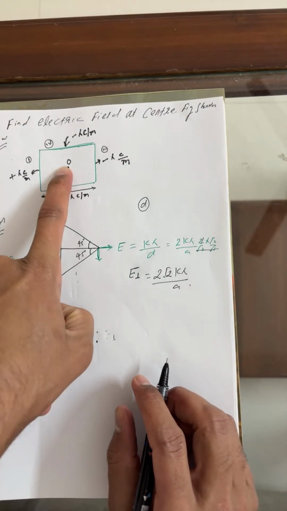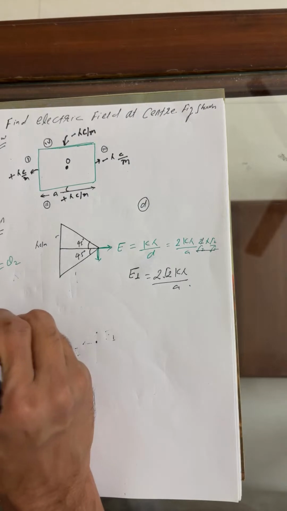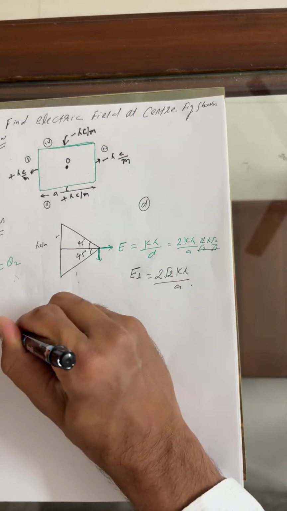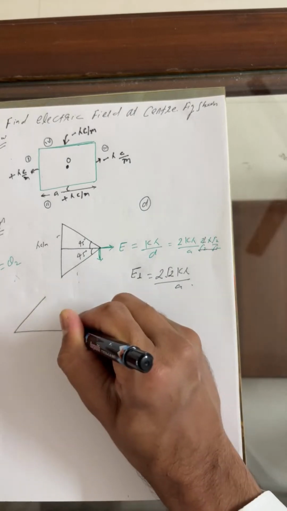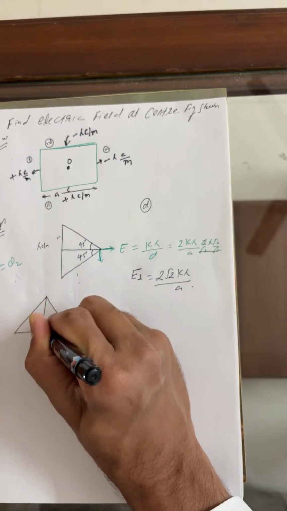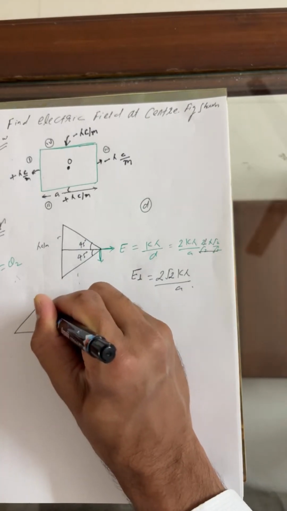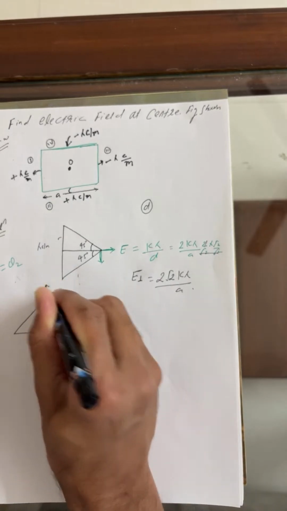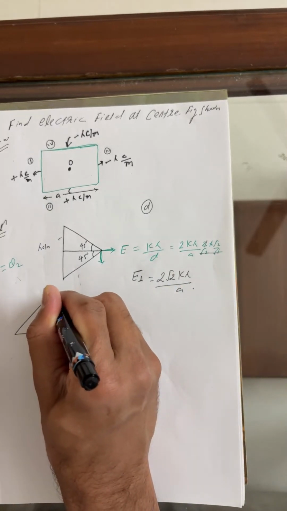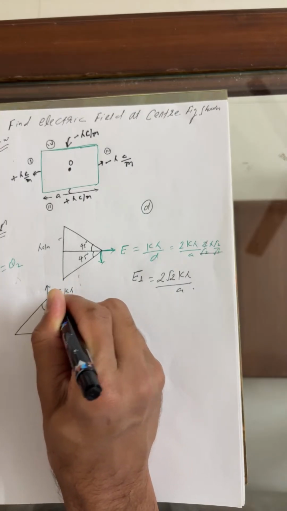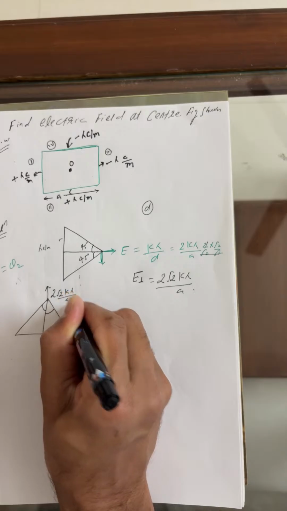For this rod, second rod, just make the diagram. It's again positive only. So students, for this answer you will get the same. This is also 45, this is also 45. Here again you will get the same answer: 2 root 2 k lambda by a.